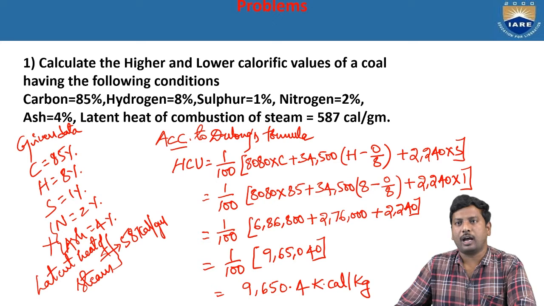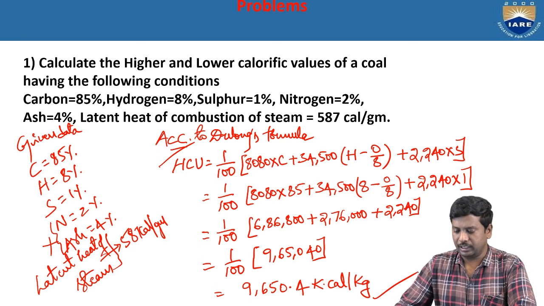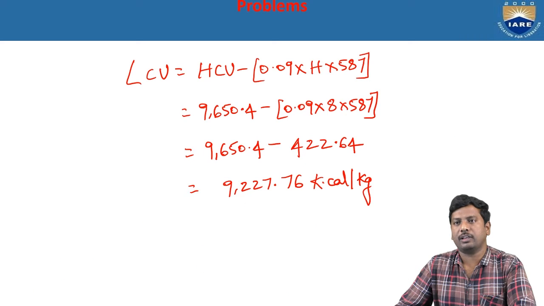So the higher calorific value is nearly equal to 9,650 kilocalorie per kg, and the lower calorific value is equal to 9,227.76 kilocalorie per kg. Okay, so this is the solution for model problem 1. Now we see model problem 2.